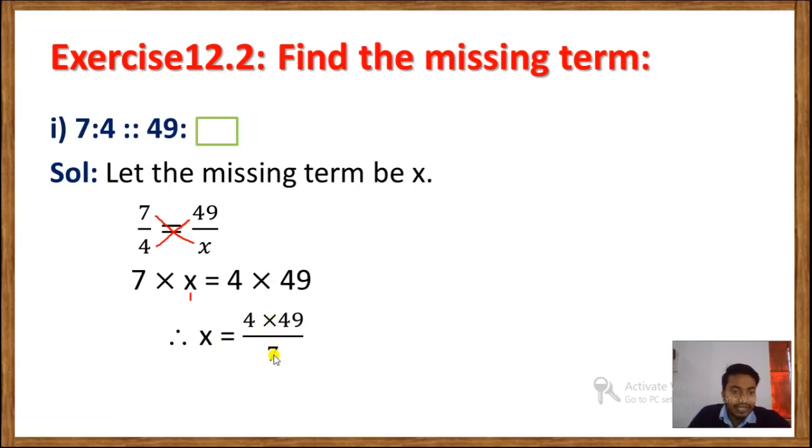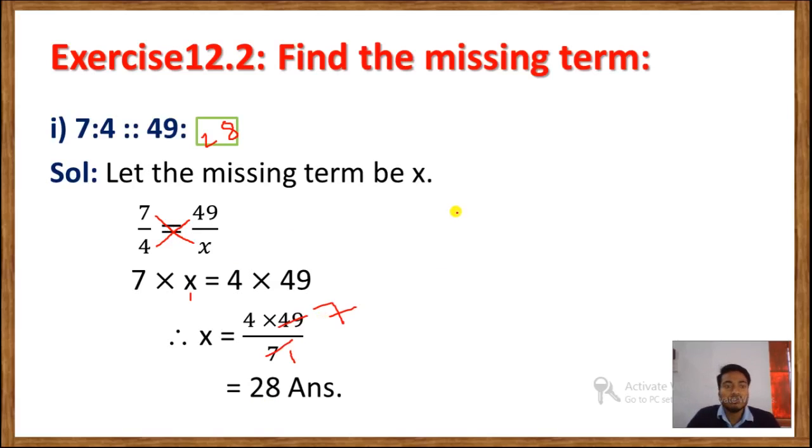Now reduce the term. 7 1 is 7, 7 7 is 49. Now what is left here? 4 into 7. Multiply, you'll get 28. This is the answer of this missing term, 28. Understood? So this is how we have to use the second method to find the answer.